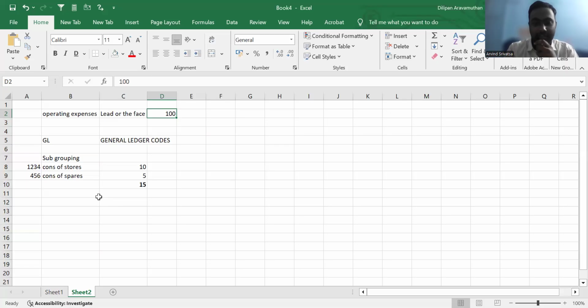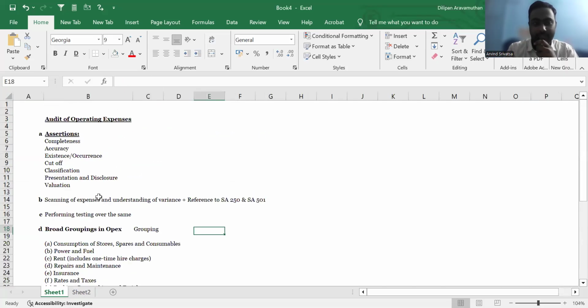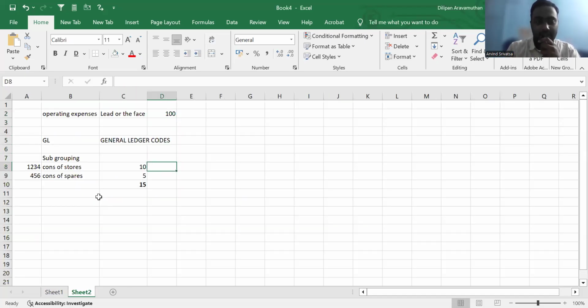So now let us go to operating expenses. Let us see the various assertions that are there. So guys, we started with completeness. And when I started with completeness, I came to this topic of lead, grouping, and subgrouping. So guys, in completeness, what are we going to do? As I said earlier, let us say my consumption of stores and spares contains these two GLs, GL code 1234 and GL code 456. So the total of these two is 15.